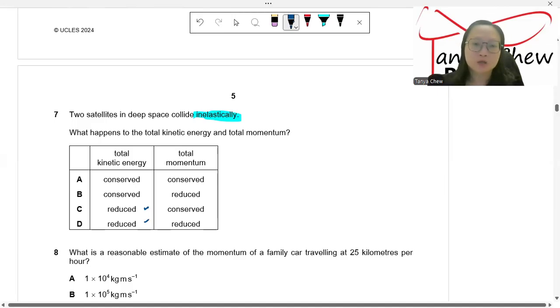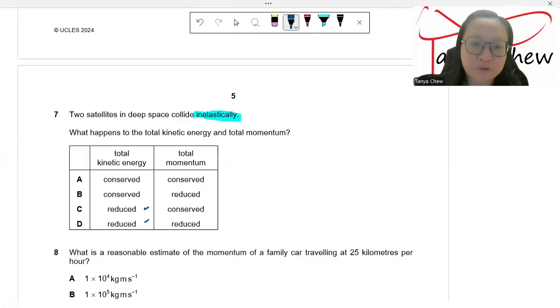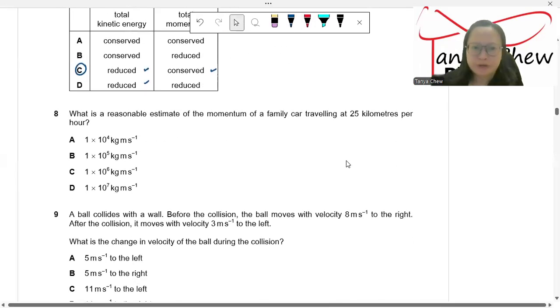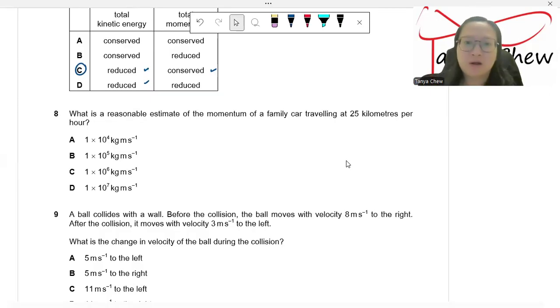Total momentum, on the other hand, principle of conservation of momentum must be obeyed. That is why the total momentum is always conserved. C is the answer. Question number 8. What is a reasonable estimate of a momentum of a family car? Okay, traveling at 25 kilometers per hour.